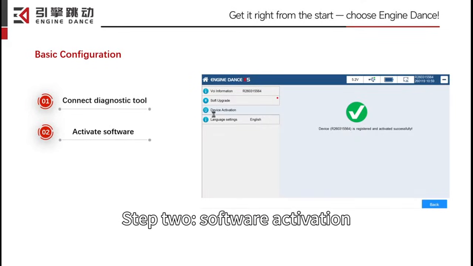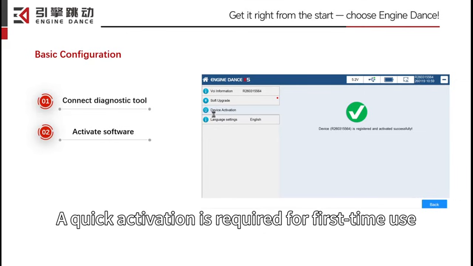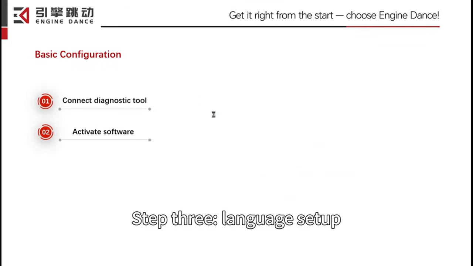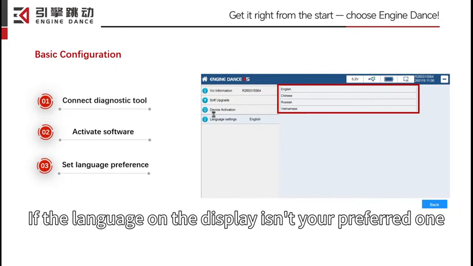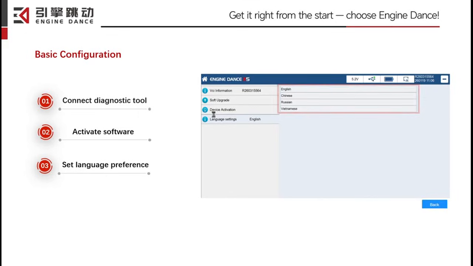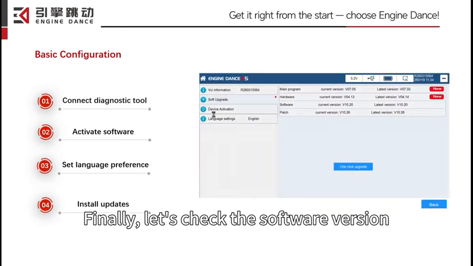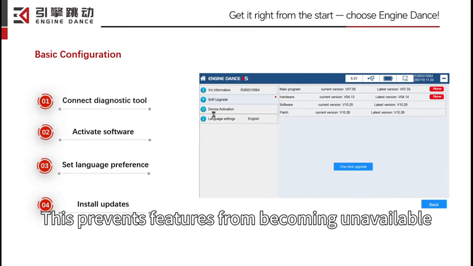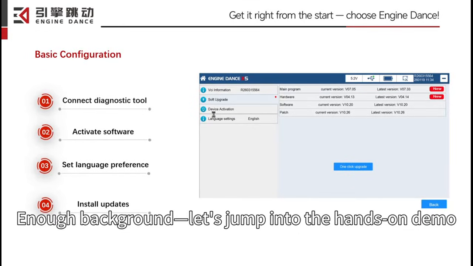Step 2, software activation. A quick activation is required for first-time use. Just sign up with a username and password right here. Step 3, language setup. If the language on the display isn't your preferred one, you can switch it in this menu. Finally, let's check the software version. Make sure everything is updated to the latest version. This prevents features from becoming unavailable. Enough background, let's jump into the hands-on demo.